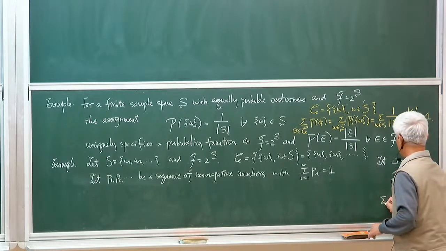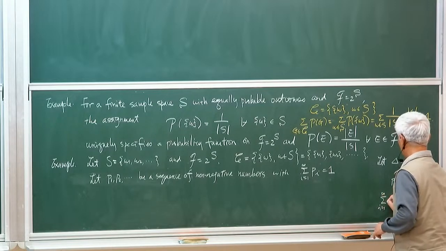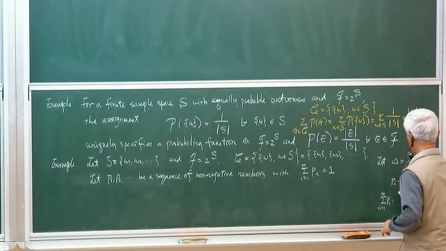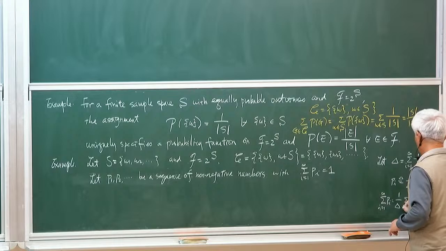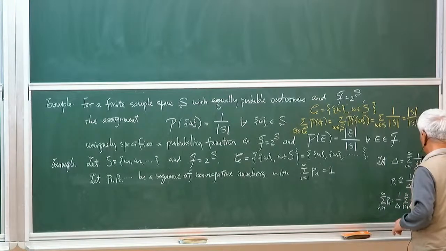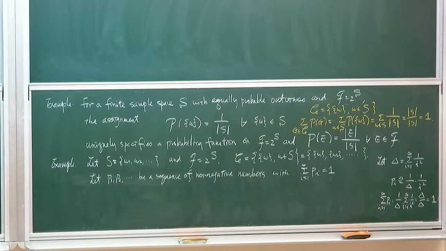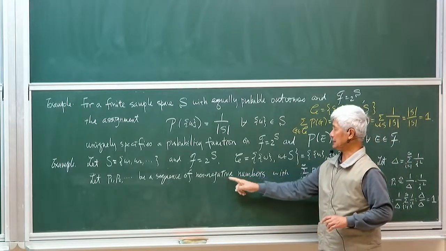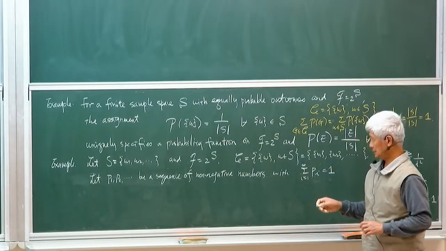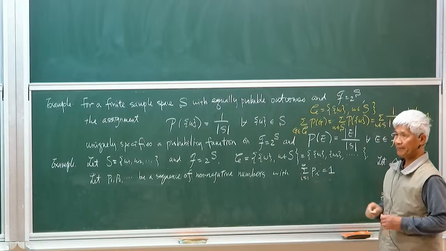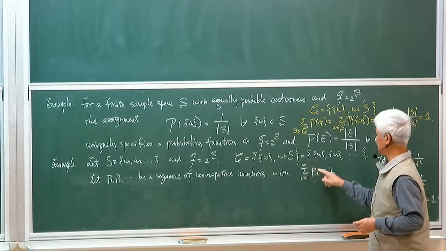Okay, and then you sum over P sub i, so this is one. Right, so this is just one of the possible non-negative sequences, so that their sum is equal to 1.